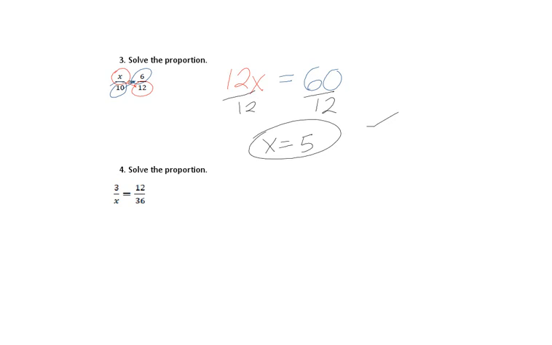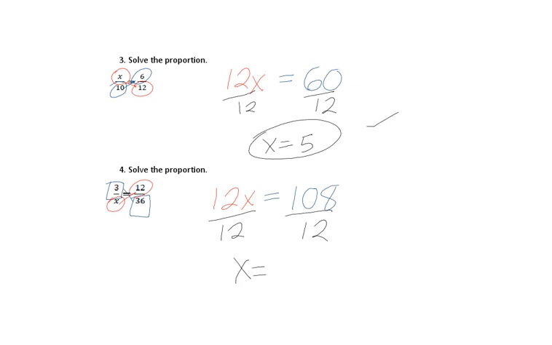Let's try it again for number 4. First, the x will multiply to 12, which is again 12x. Then 3 will multiply to 36. 3 times 36 is actually 108. And once again, divide by 12. 108 divided by 12 is 9.